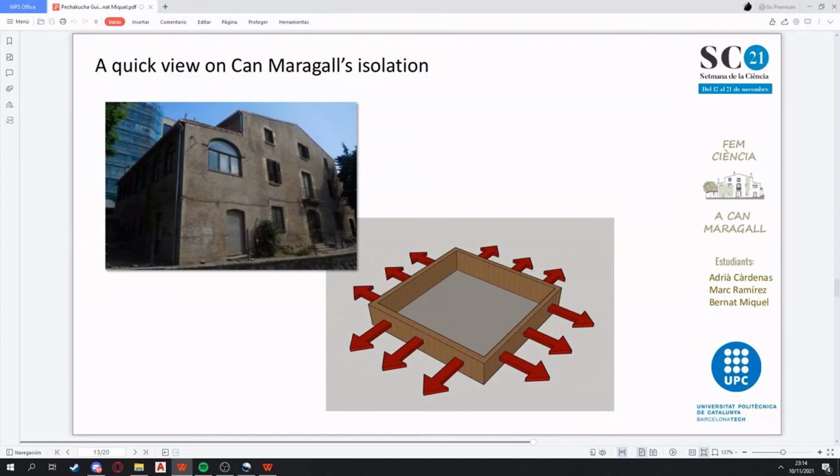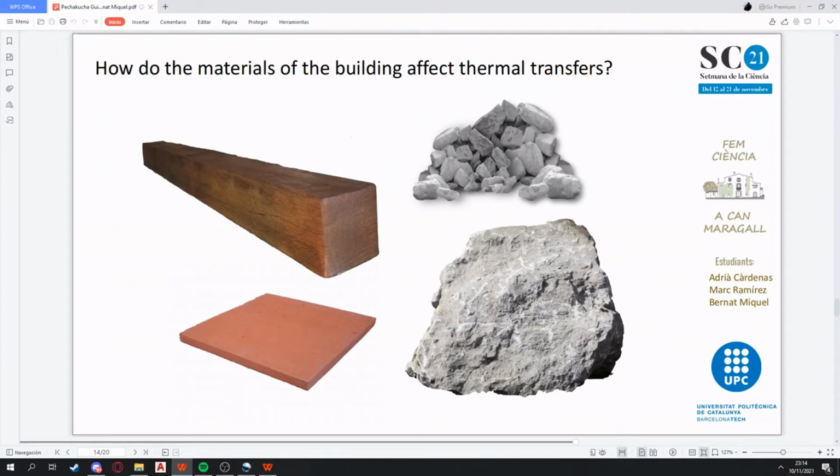As an old and traditional building, it doesn't have any dedicated insulation, and instead relies on passive cooling and insulation thanks to its massive external walls. The building is made mostly of rock and ceramic, which means that the interior is cool in summer and cold in winter. Heat transmission is different depending on the material we use in the construction, since each material has its own value for thermal conductivity. For example, in the materials of the house of Can Maragall, the thermal conductivity of bricks is 0.7 watts per meter per Kelvin.